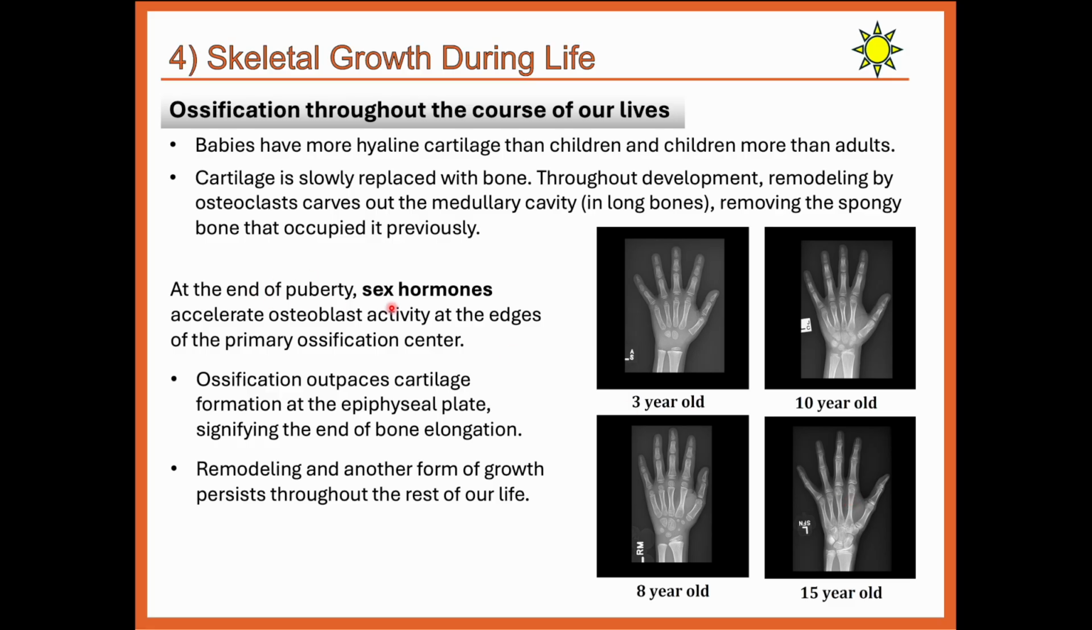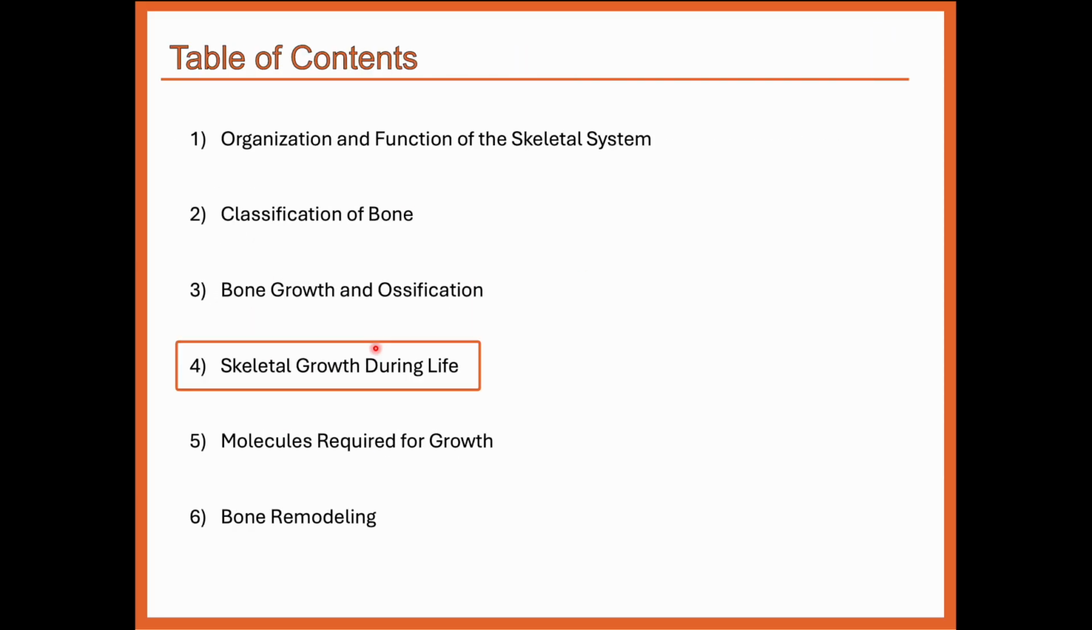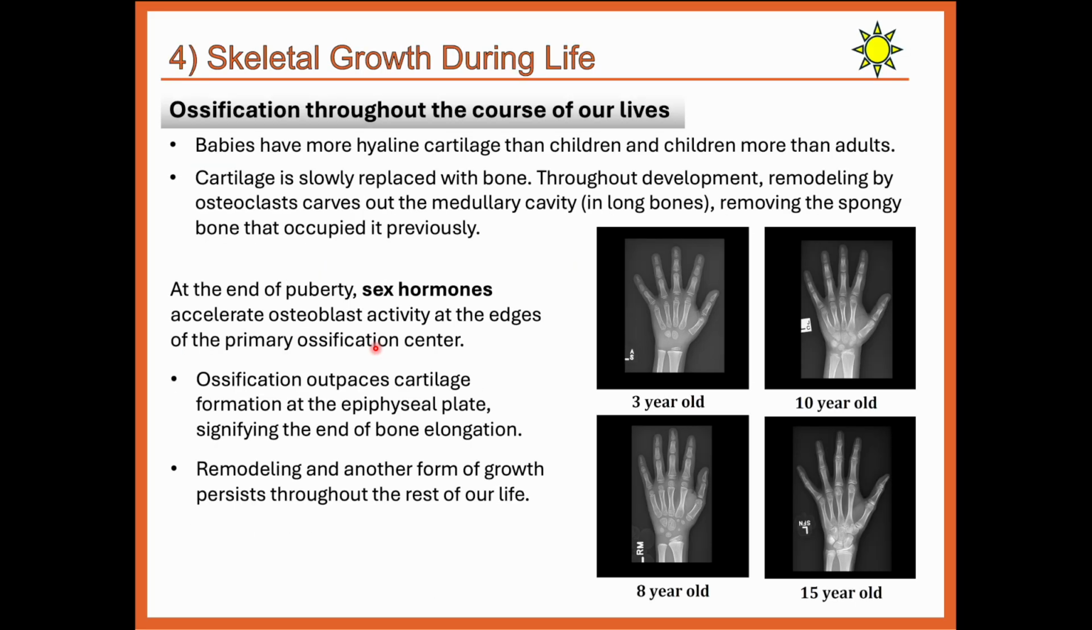So at the end of puberty, sex hormones accelerate osteoblast activity. I told you that in puberty, the cartilage slows down, osteoblasts speed up, and they start ossifying. You see at 15 years old here, you fill in these gaps, right? So ossification outpaces cartilage formation at the epiphyseal plate, signifying the end of bone elongation. Remodeling and another form of growth persist throughout the rest of life, but we will not have any more longitudinal bone growth.